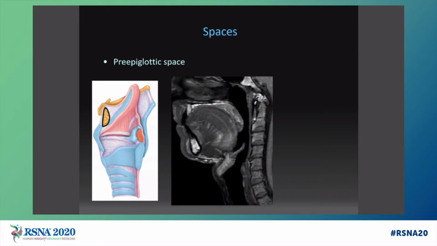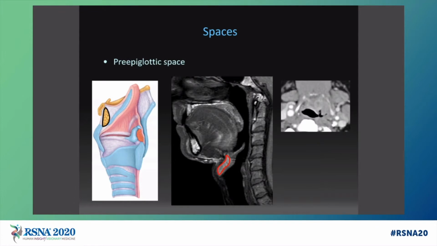Here's a sagittal MR showing this area that's fat-filled, that is the pre-epiglottic space. And in this patient with a tumor involving the lingual surface of the epiglottis, it has invaded past into the pre-epiglottic space, so the fat is now effaced.